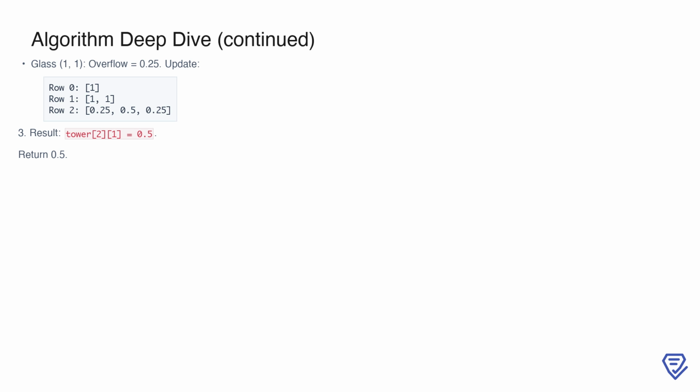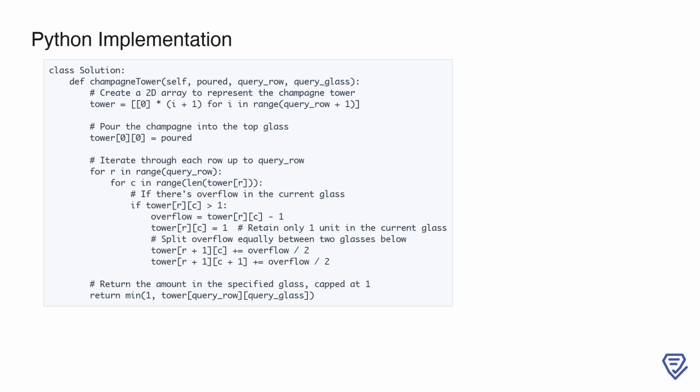By following this systematic approach of pouring, simulating overflow, and capping each glass, the problem is effectively solved with clarity and efficiency. This solution begins by creating a 2D array, tower, to represent the champagne tower. The size of this array is determined by query_row, with each row containing one more glass than the previous. For example, row 0 has 1 glass, row 1 has 2, and so on. The amount of champagne poured into the top glass is stored in tower[0][0].